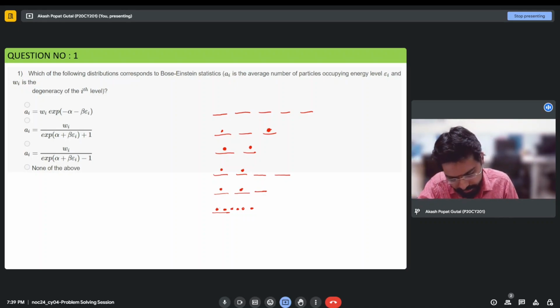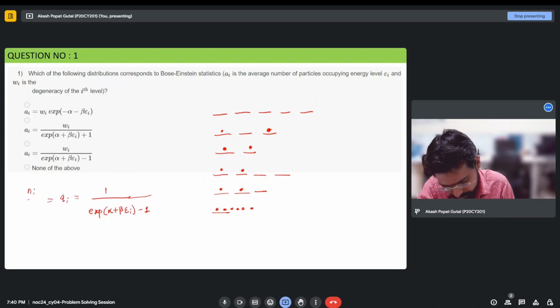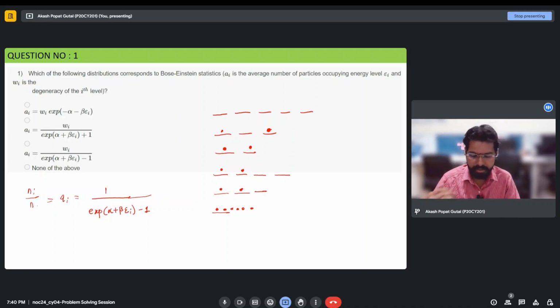What is asked is, we know that for Bose-Einstein distribution, for a non-degenerate system, only if there is no degeneracy for any level, we have the distribution 1 upon exponential of alpha plus beta epsilon i minus 1. But if the degeneracy is there, this ai is nothing but Ni by N. So this is actually a fraction.